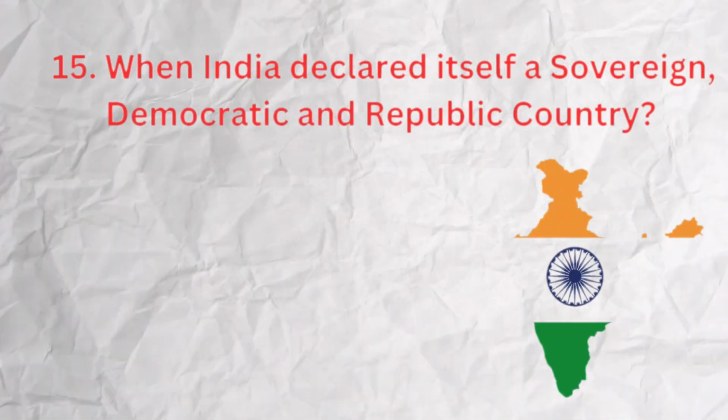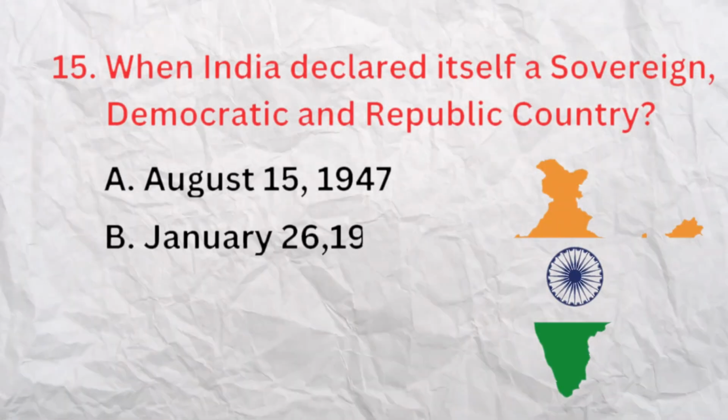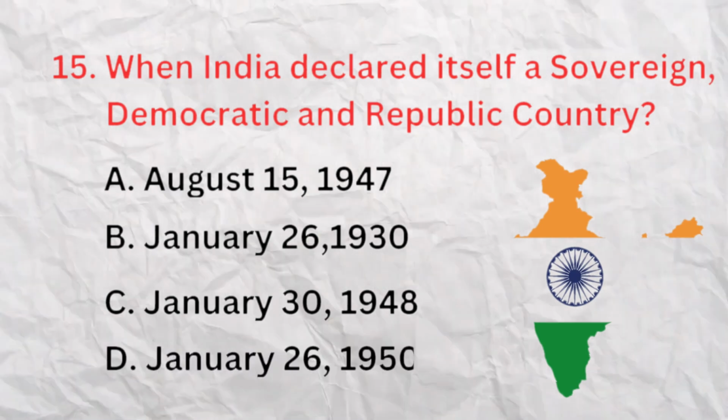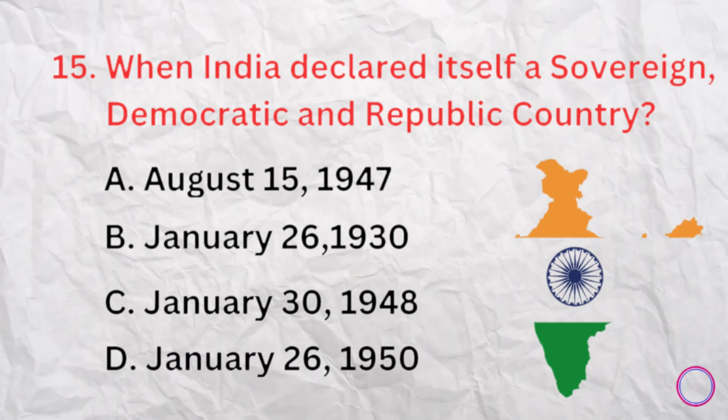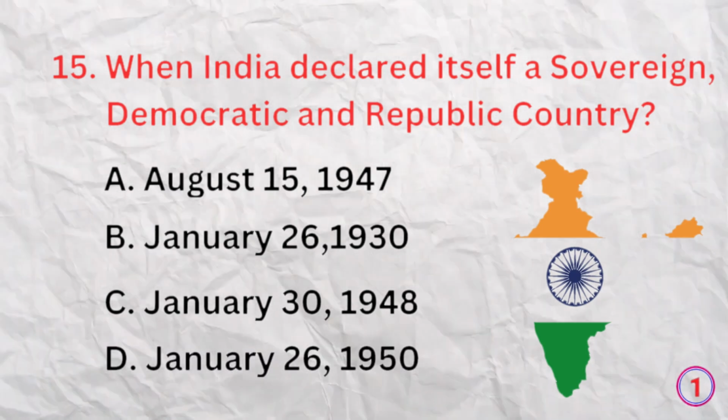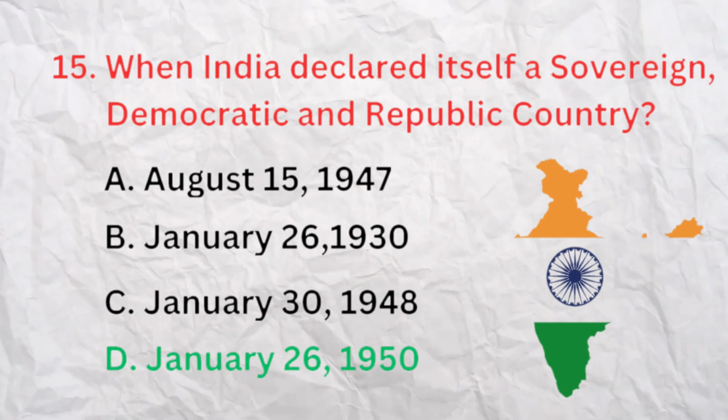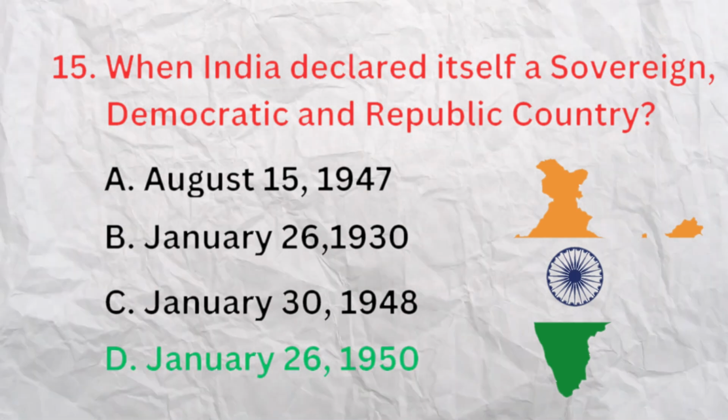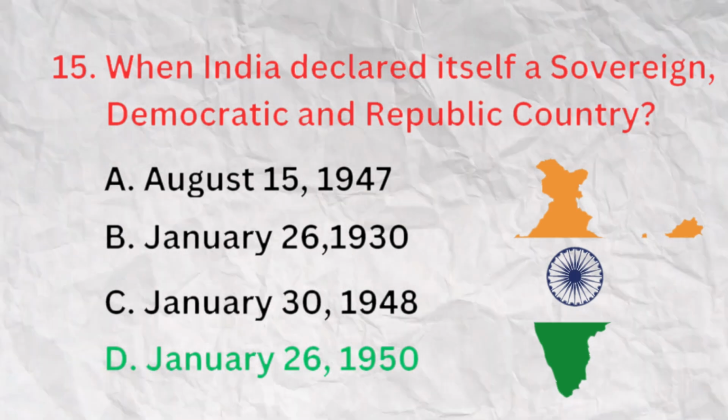When did India declare itself a sovereign, democratic and republic country? The correct answer is option D, January 26, 1950.